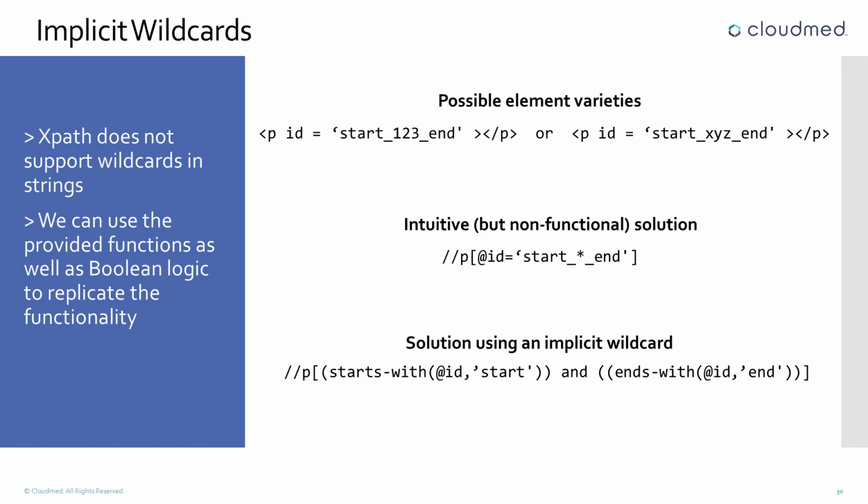Instead of this, we say, okay, the ID starts with start and it ends with the ID of end. And then there's sort of an implicit wildcard in the middle here, because all it's checking is for this at the start and this at the end. XPath doesn't actually care what's in the middle. That's all it's looking at.